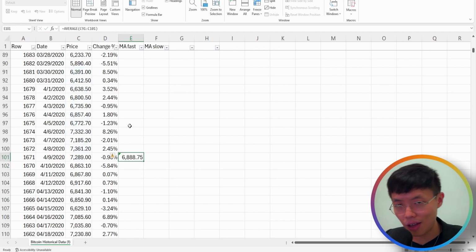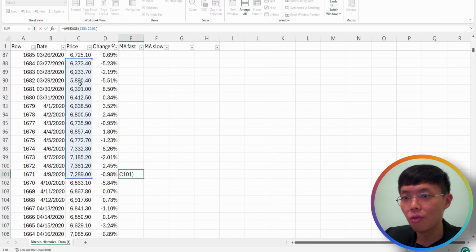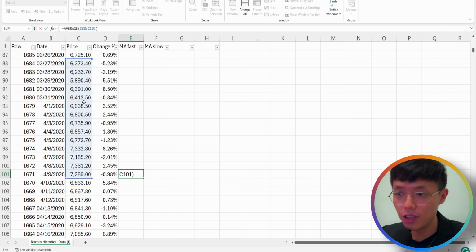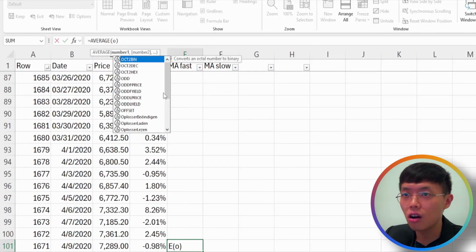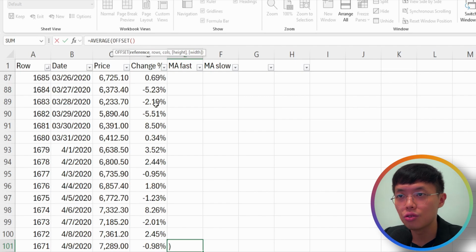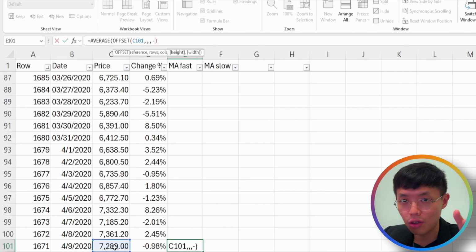So what if I want to have an average of more prices? Do I have to keep on dragging and selecting more prices? It's inconvenient. So that's why I need to put a function called offset. Okay, I'm gonna use offset, and I'm gonna reference here and put 3 commas and how much offset I want. So that's the number of prices that I want to average.